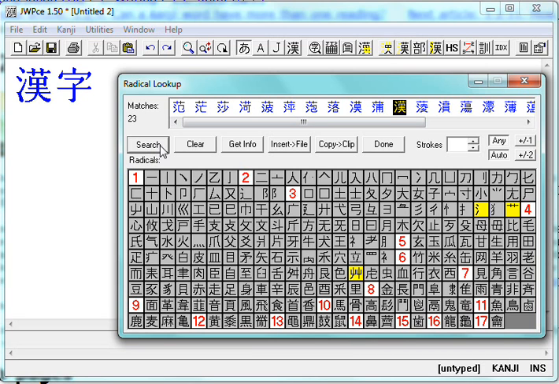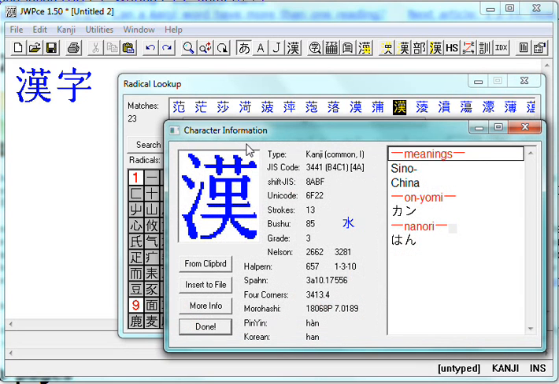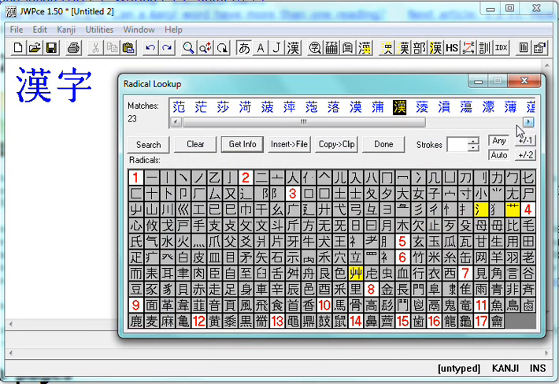We can get info on that particular selection by clicking on it, and that looks exactly the same as that one. And if you look over here to the right, it says Sino or China. You might remember that one. And Kan and Han. And so yeah, I think that's pretty much it. So let's close that, and we're going to insert that into the file, or we can copy it to the clipboard if we want to. But let's insert that into our file. And there we go. So that is that particular radical.